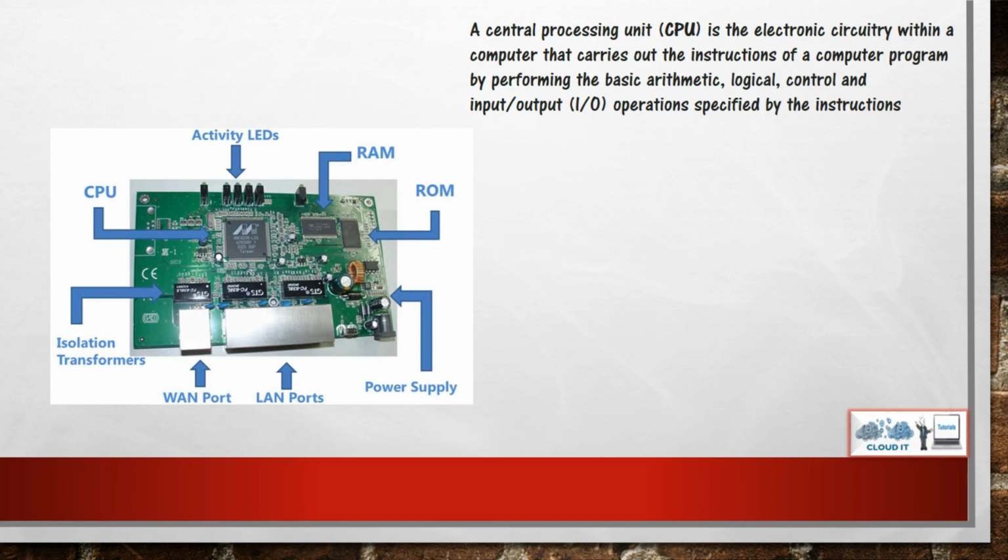Next is the central processing unit. It is like the CPU of our normal PC. It is like the brain of a human. It performs arithmetic and logical operations, and it also helps to control our input and output operations according to the instructions provided to these devices.